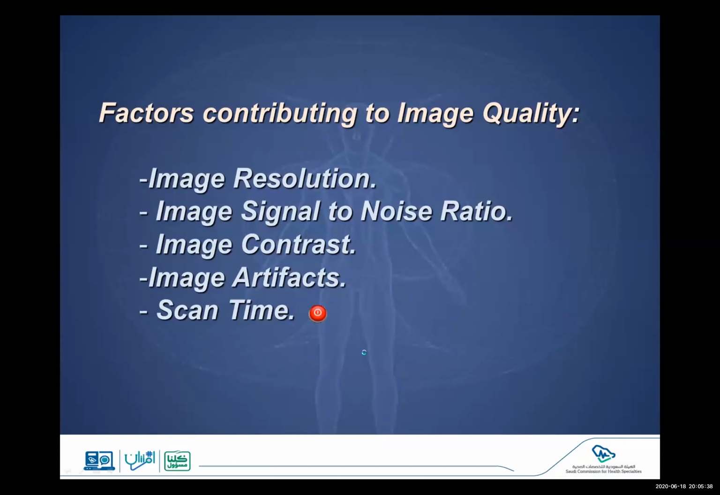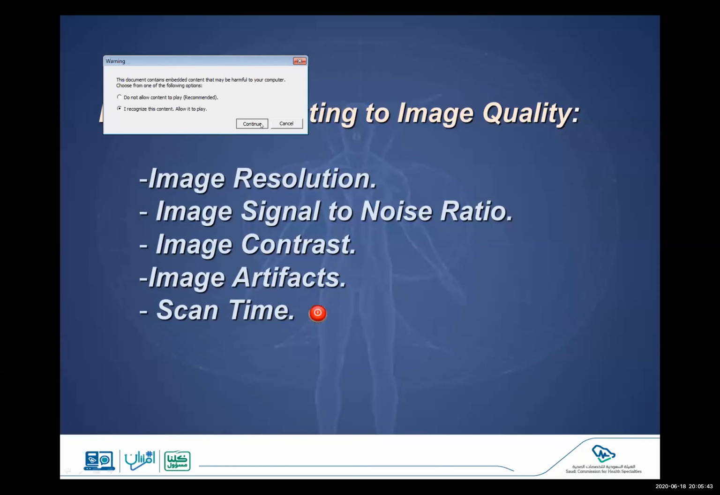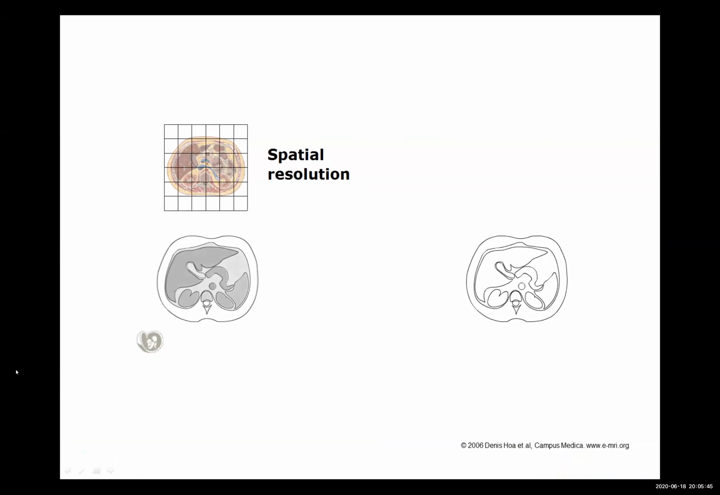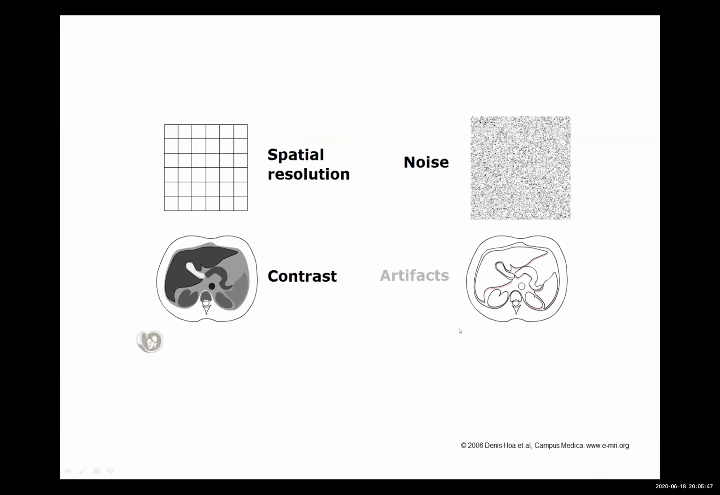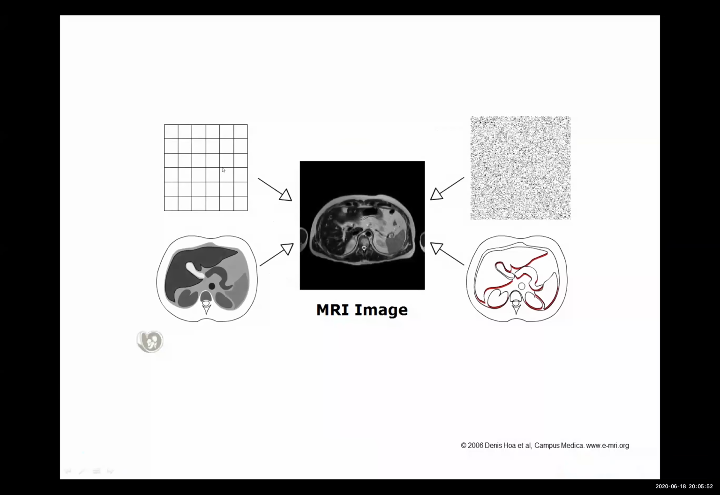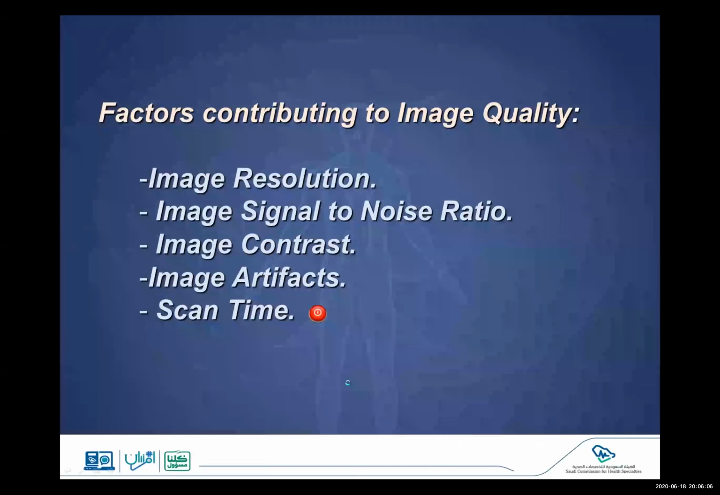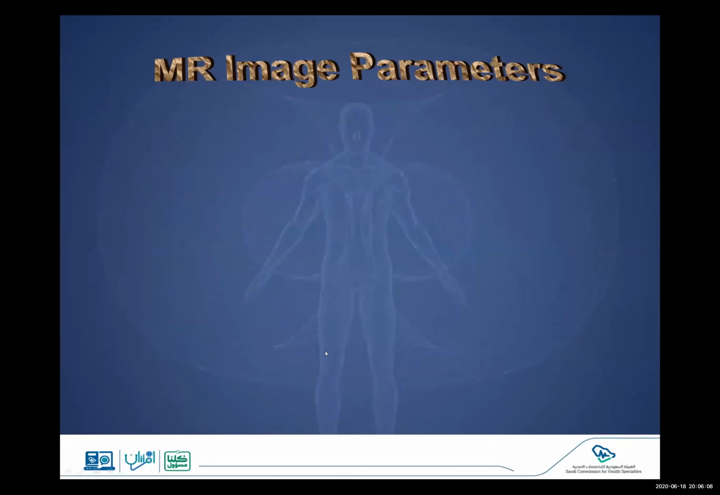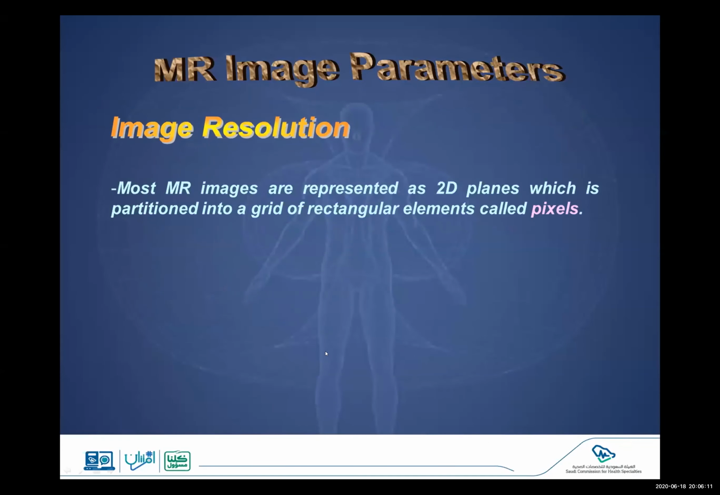If we look at this diagram, we will see that MRI images usually consist of 5 pillars, to be honest, not 4, which are image resolution, image contrast, image signal to noise ratio, artifact, and we have to consider as well scan time. We can make all this good, but if the scan time is too long, this is really not what we aim for. So let us start with image resolution.